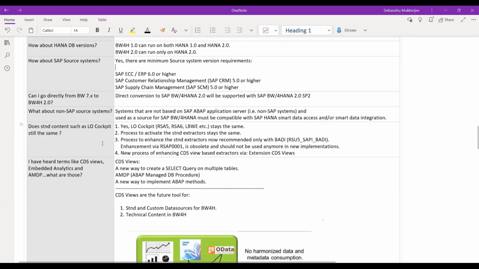Okay. Next, can I go directly from BW 7.x, say, for example, 7.3, to BW4HANA 2.0? Yes, you can go there. But there is a prerequisite. What is that prerequisite? You should be on BW4HANA 2.0 SP2 or higher. Only then can you go directly to 2.0. Otherwise, you have to go to BW4HANA 1.0 first, and then go to 2.0. Okay, so that's the minimum prerequisite.